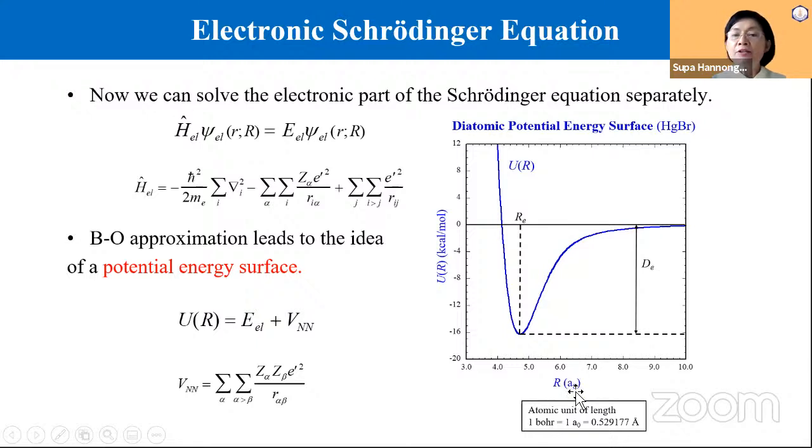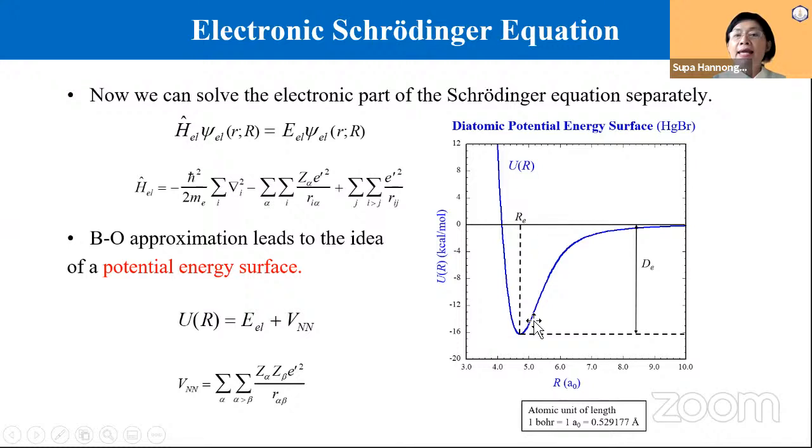I have to mention the atomic unit of length, which comes from the equation that one Bohr, or one atomic unit, equals 0.529177 angstrom. Let's say about half an angstrom. So the equilibrium distance between the mercury and bromine is about 4.6 or 4.7 atomic units. Or if you take half, it's about 2 angstrom.